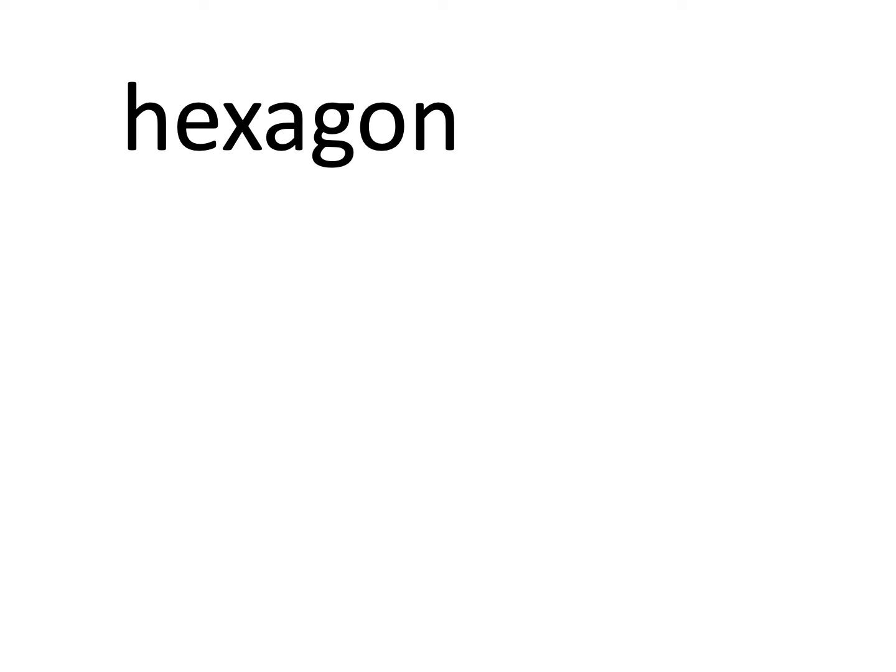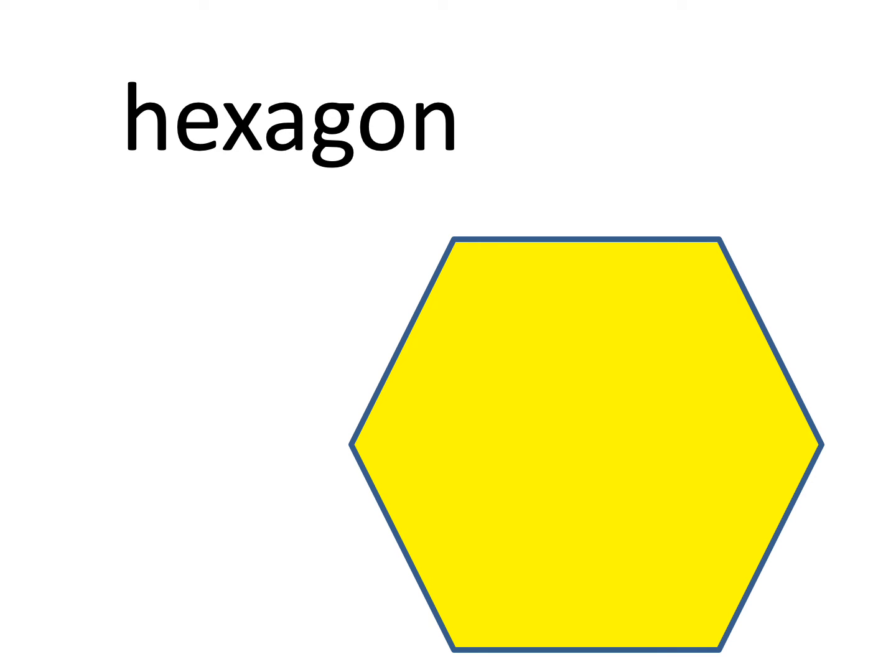A hexagon has 6 sides. 1, 2, 3, 4, 5, 6. 6 sides for hexagon. Do you remember the trick Miss Cullivan taught you? That the word 6 has an X, and so does hexagon. What does that say, boys and girls?